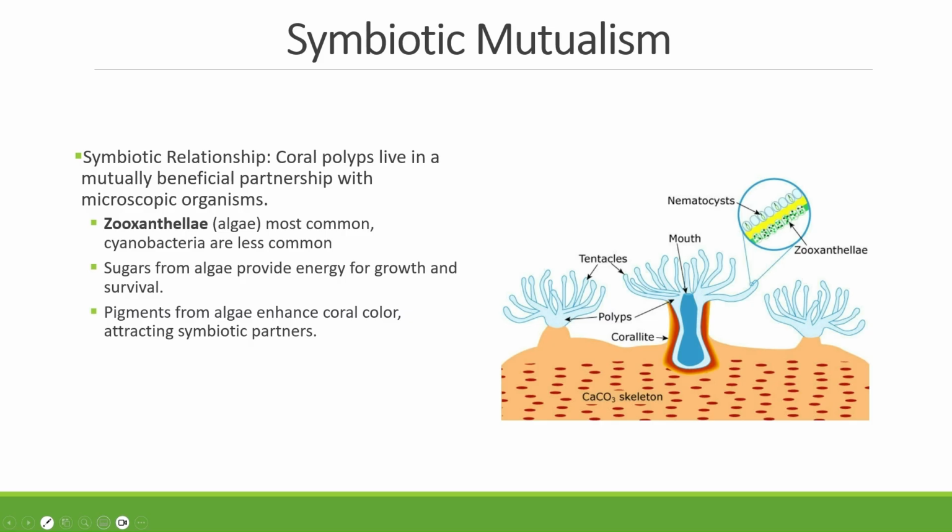And since this is mutualism, we have to consider the benefit to the algae as well. Just like we saw in lichens or within poriferans, the coral provides a cozy, protected environment within the coral polyp and access to the coral's waste, which the algae can recycle as a source of nutrients.